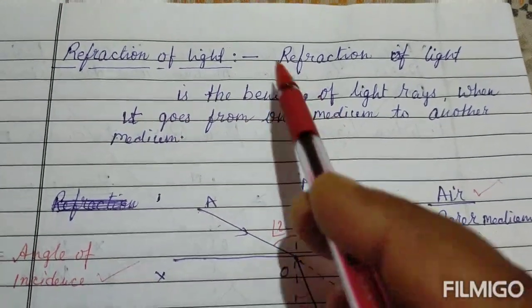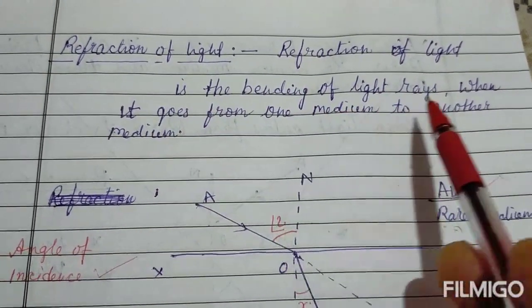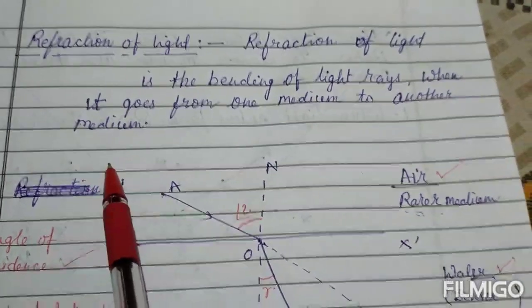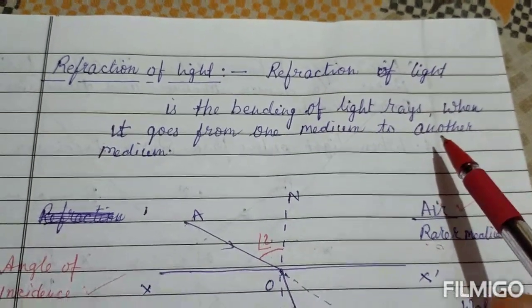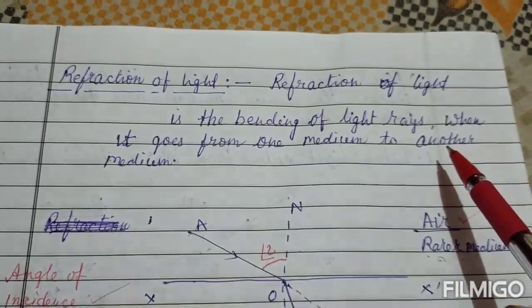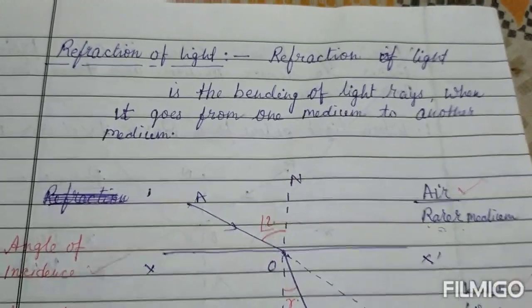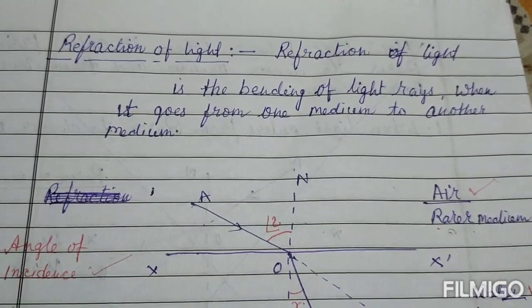we will see that refraction of light is the bending of light rays when it goes from one medium to another medium. Refraction is not new for you. You have already studied refraction of light in 8th standard. So it is simply the bending of light when it goes from one medium to another medium.